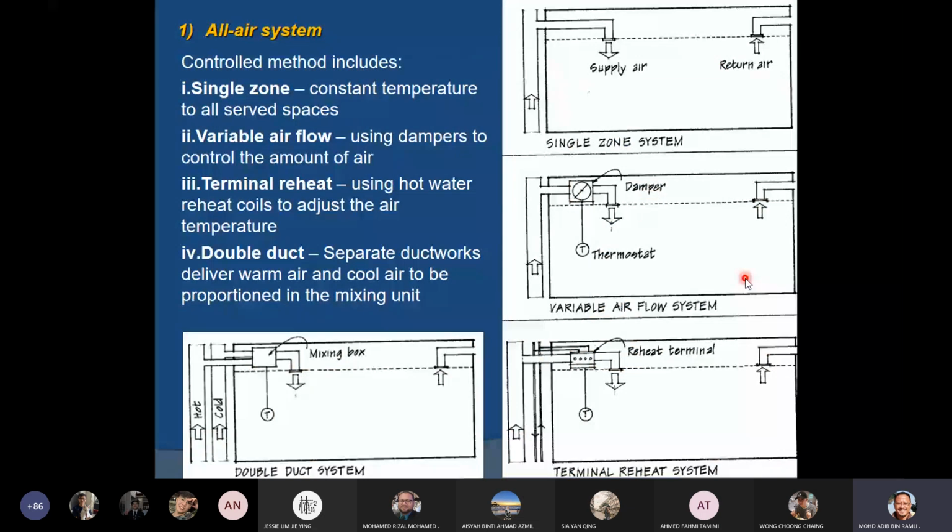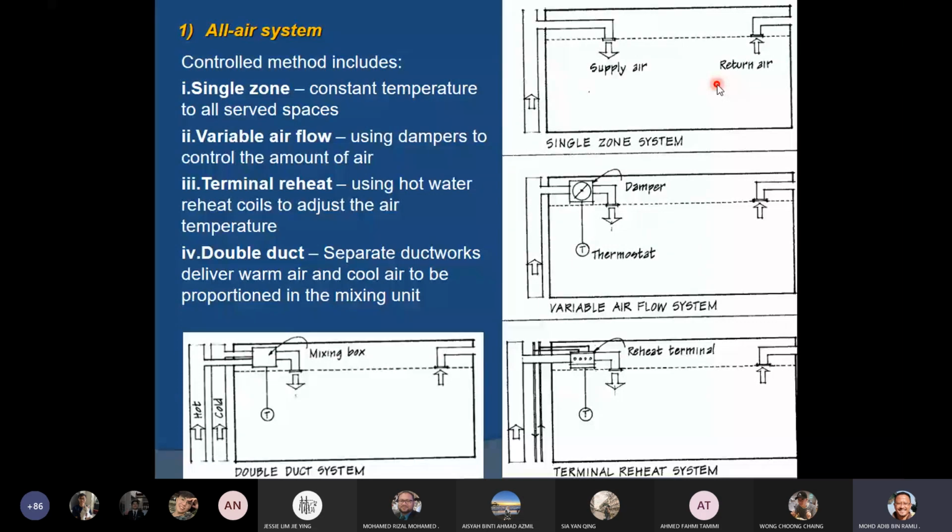Okay, so the most common method is basically the all air system, right? In the all air system, the control method varies depending on the equipment of the air conditioning system. So the first one is single zone. For the single zone, you can see the diagram here. This is more suitable for a smaller space, not to say smaller space, maybe one single large space.